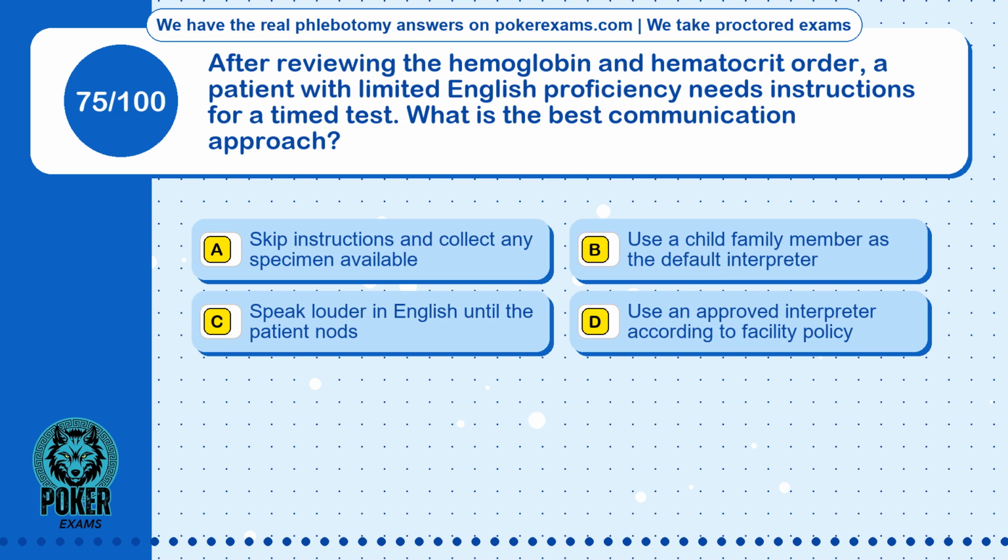Question 75. After reviewing the hemoglobin and hematocrit order, a patient with limited English proficiency needs instructions for a timed test. What is the best communication approach? Option A, skip instructions and collect any specimen available. Option B, use a child family member as the default interpreter. Option C, speak louder in English until the patient nods. Option D, use an approved interpreter according to facility policy.